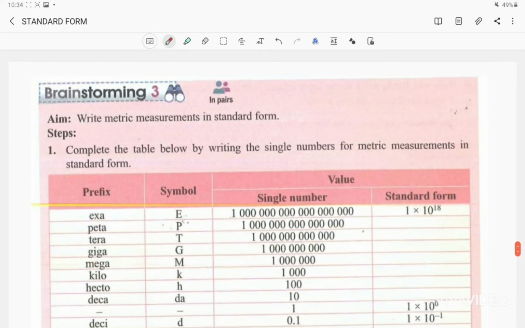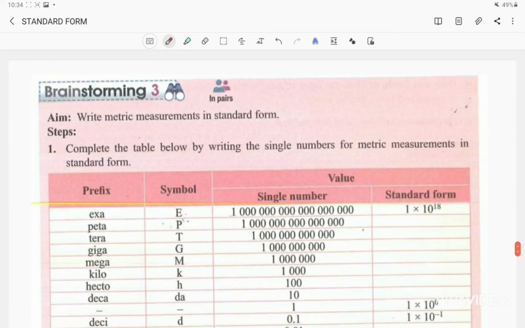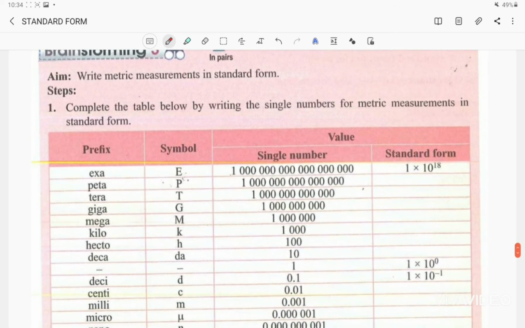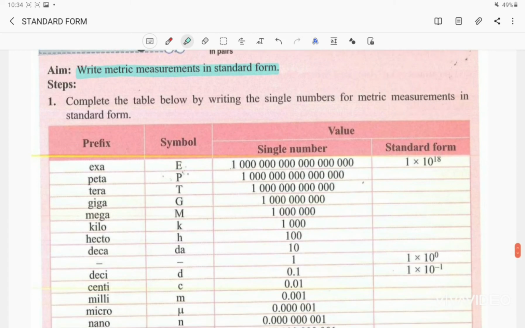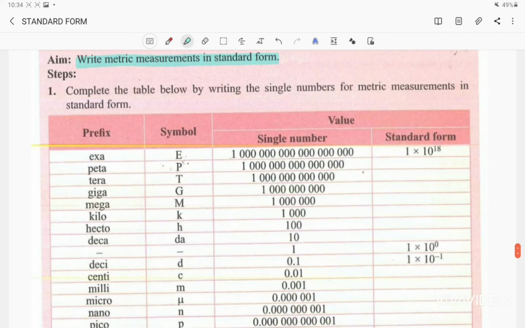Now look at brainstorming 3. In brainstorming 3, the aim is to write metric measurement in standard form. Metric measurements ni yang awak guna dalam sains. Dalam bidang sains ada gunakan metric units ini. Dan cikgu pasti awak dah pun cover dalam subjek sains.